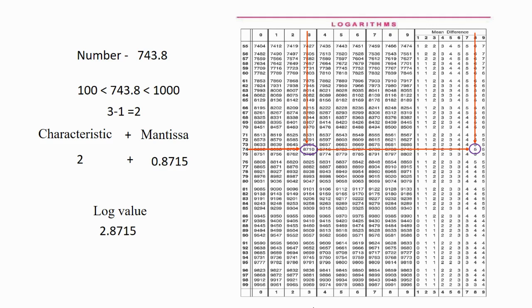So the ultimate value for 743.8 comes out to be 2.8715. Again, I repeat, students, the characteristic is not found by using the logarithm table, but it helps us to understand whether the given log value is of a one-digit number, a two-digit number, or a three-, four-, or so on digit number. The characteristic just helps us understand how many digits the number has. And the mantissa value, which is always a decimal value, gives you the logarithm value using the table.